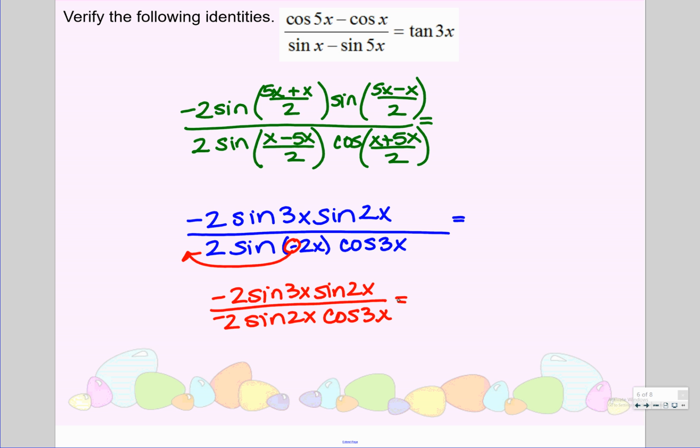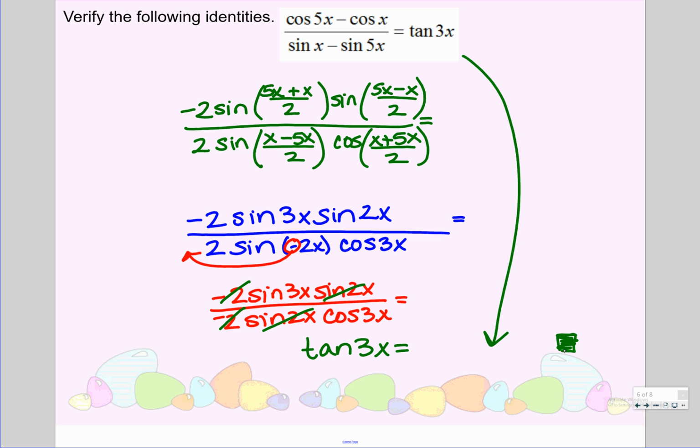What cancels now? It's all products, all multiplied, right? So negative 2 and the sine 2x's cancel. Then you're left with sine 3x over cosine 3x in the same angle. So if you ever have sine over cosine, as long as it's the same angle, you can write it as tangent of 3x. And that's our answer. Okay? Questions on that one?